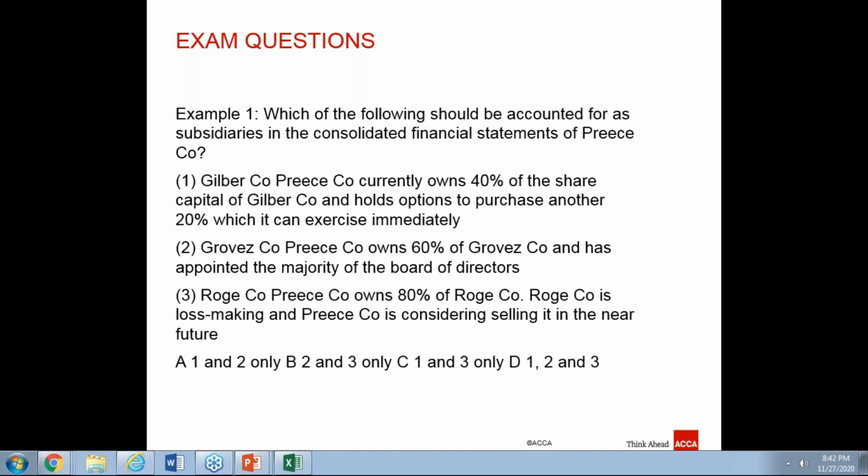Yes, it can be exercised in future, but still it will be the subsidiary company because we have got the option. Okay.